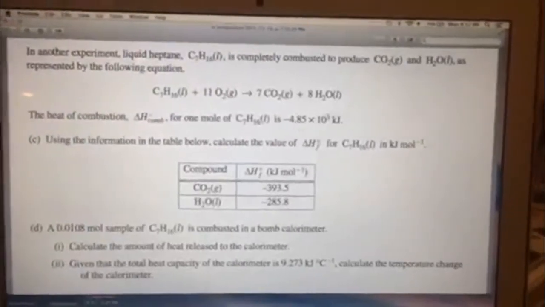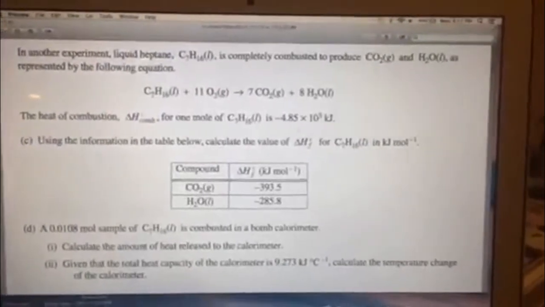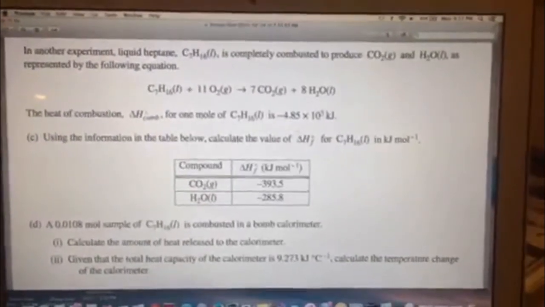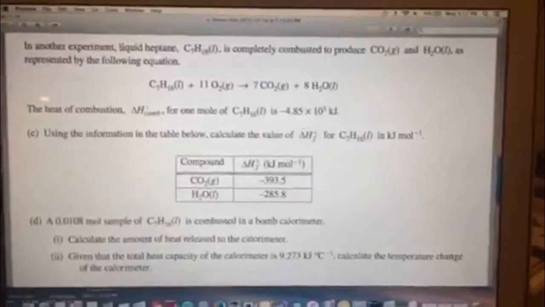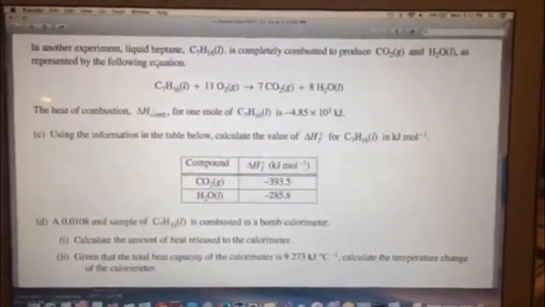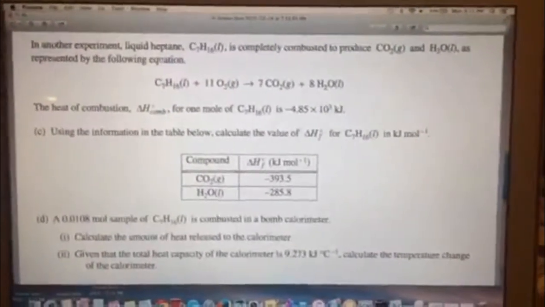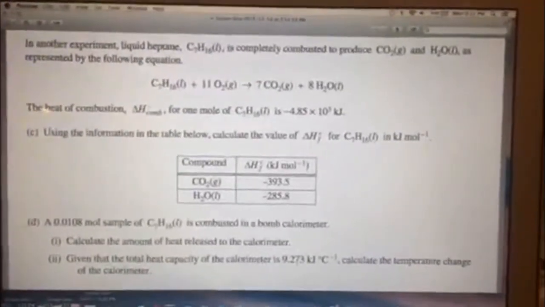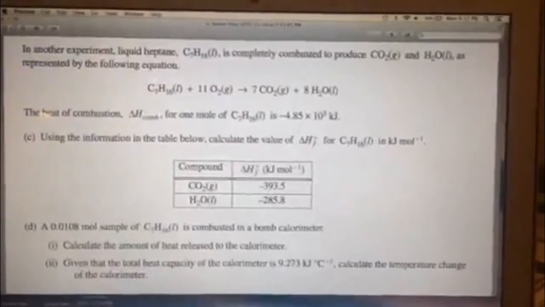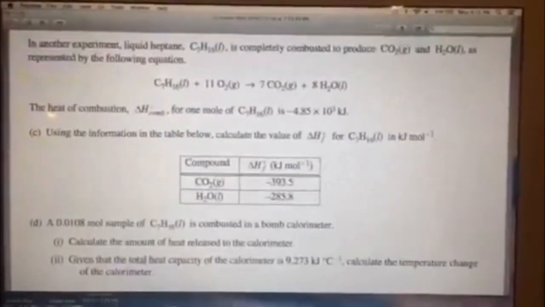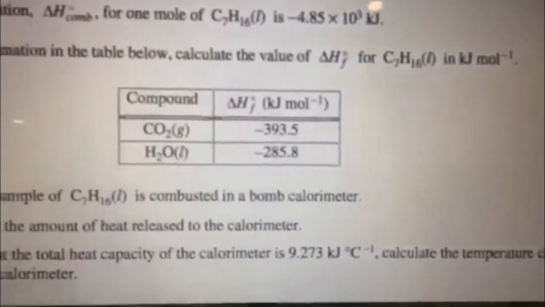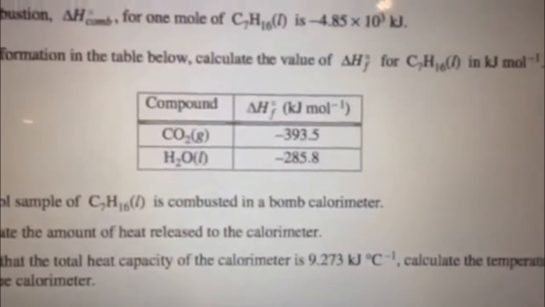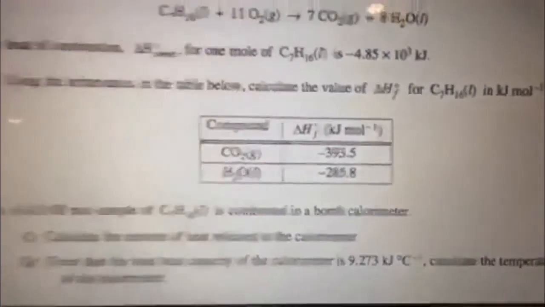In another experiment, liquid heptane is completely combusted to produce CO2 and H2O as represented by the following equation. The heat of combustion for 1 mole is negative 4.85 times 10 to the third kilojoules. Using the information in the table below, calculate the value of delta H for C7H16 in kilojoules per mole. What's given in the table below is the delta H values for CO2 and H2O.